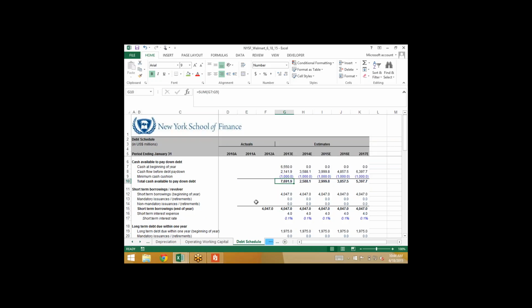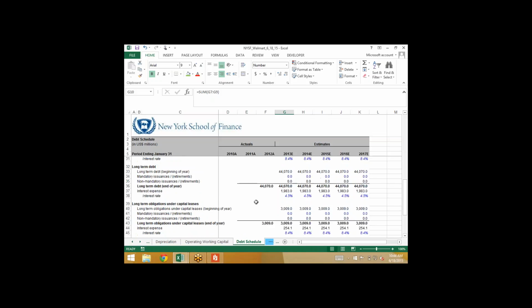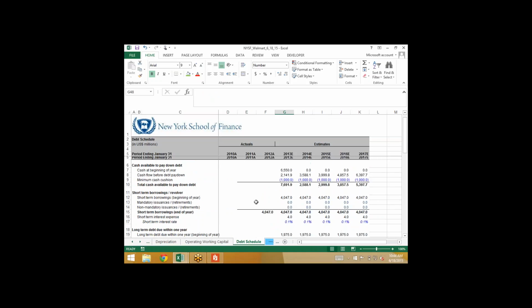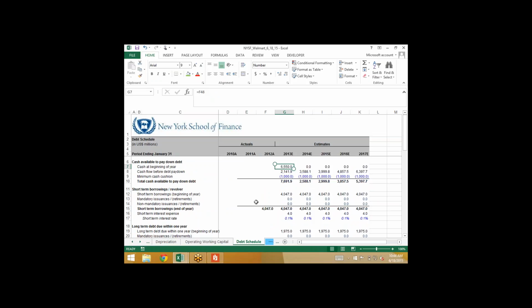So this part with the formula for cash at the beginning of the year. The cash at the beginning of the year for this year is equal to the cash at the end of the year from the year before. The cash at the end of the year from 2012 came from the balance sheet. Was that your question? Yeah. You're welcome.